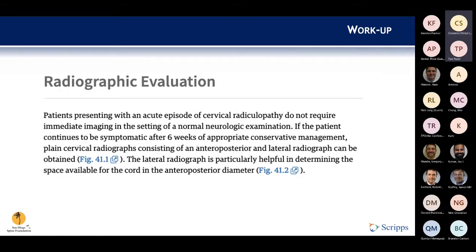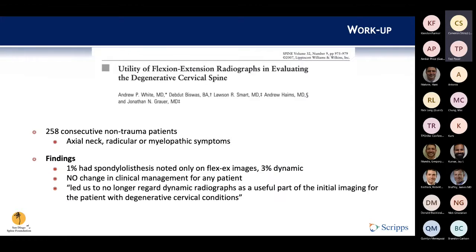More recommendations regarding the cervical spine. In the setting of a normal neurologic examination with acute cervical radiculopathy, you do not necessarily need x-rays on the first visit. If the patient continues to be symptomatic over 6 weeks, even after conservative management, that's when you would obtain x-rays, per this recommendation. And the lateral radiograph is particularly helpful, more so than the AP, is what they noted.